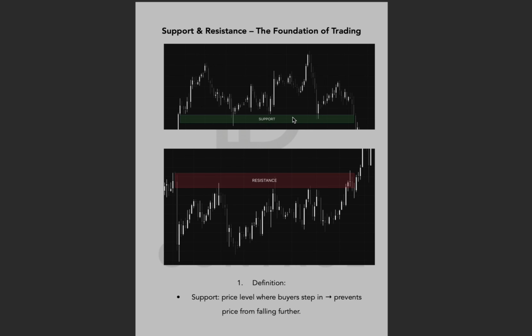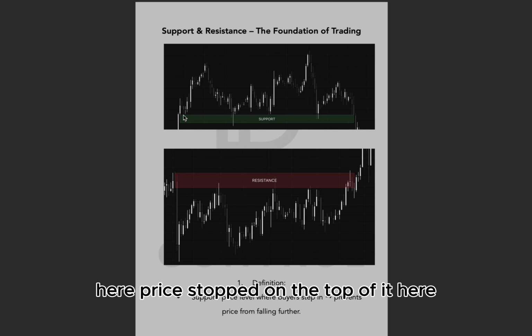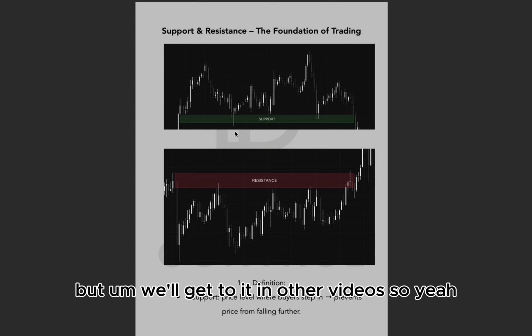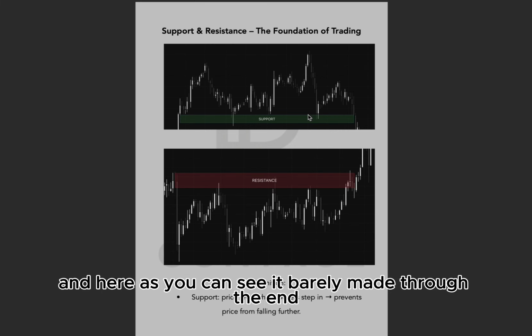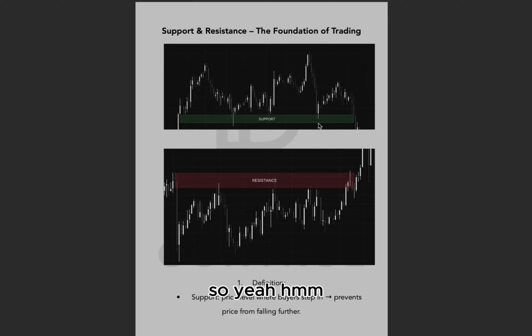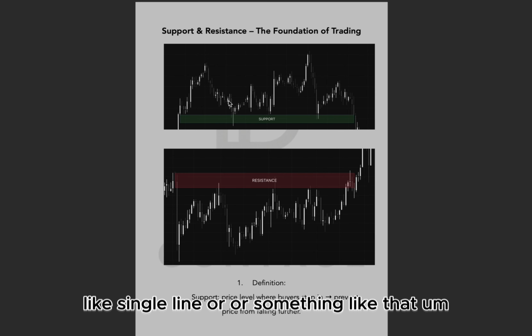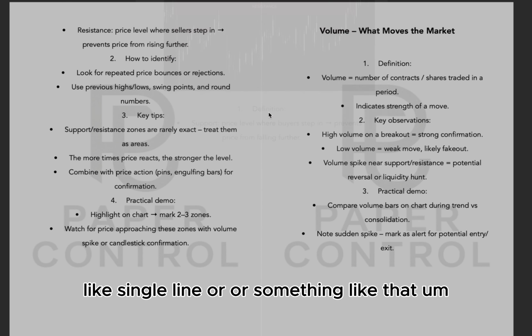it's never one point. As you can see here, price stopped on the top of it. Here it went even through. That's called a liquidity grab, but we'll get to it in other videos. And here, as you can see, it barely made it through the end. So it's never an exact point, so I prefer using rectangles more than a single line.